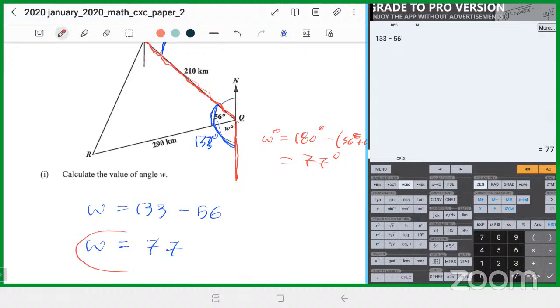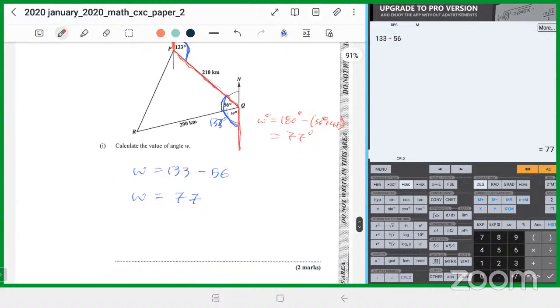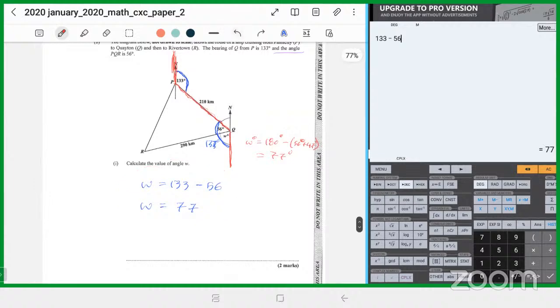So now that we know that the W is 77, it means that the angle is 77 degrees. That's why the question asks for the value of angle W, but it's 77. W is just 77, all right? And the angle is 77 degrees. So this is my preferred way though. I did it this way before over here. All right, let's see what else they want.